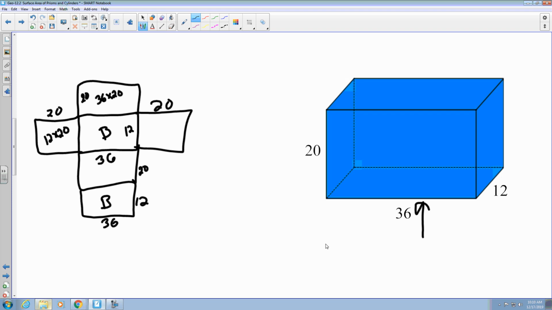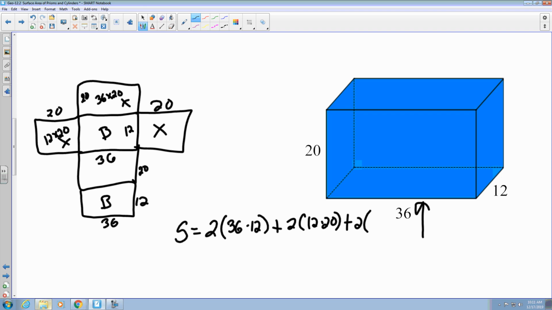So when it comes to finding the surface area for this particular example, what we're going to do is take the surface area equals, and if you notice, each dimension has two rectangles. So I have two of them at 36 by 12. Those are the bases. And then I'm going to add two of them that are 12 by 20, so this one and this one, plus two of them that are 36 by 20, which is here and here.